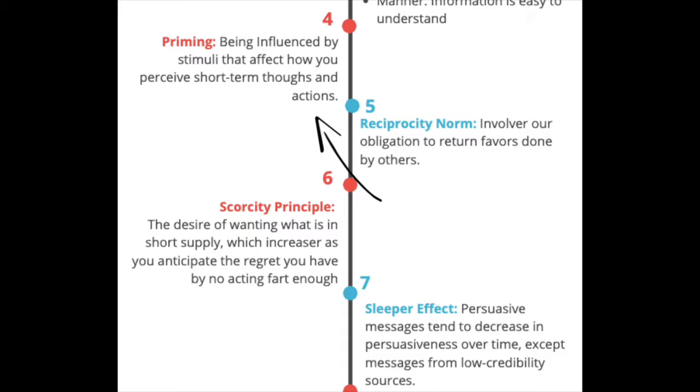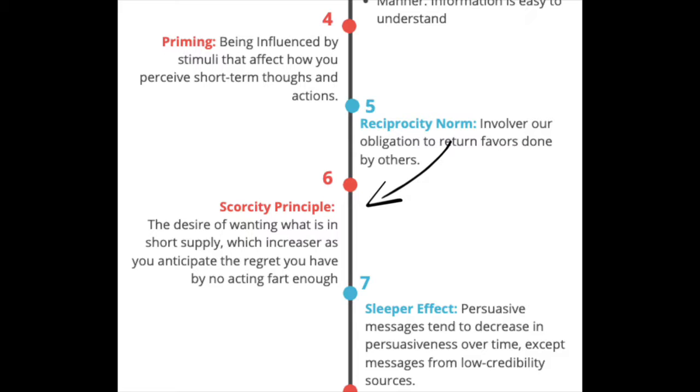The fourth theory is the priming theory. This one talks about how you can be influenced by stimuli that affect how you perceive, in the short term, your thoughts and your actions. This is one of the most used theories by the big brands. The fifth one is the reciprocity norm. This one involves our obligation to return favors done by others. The sixth one is the scarcity principle. This is the desire for what is in short supply.